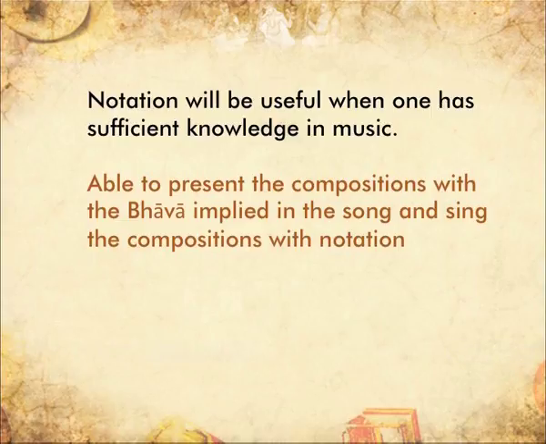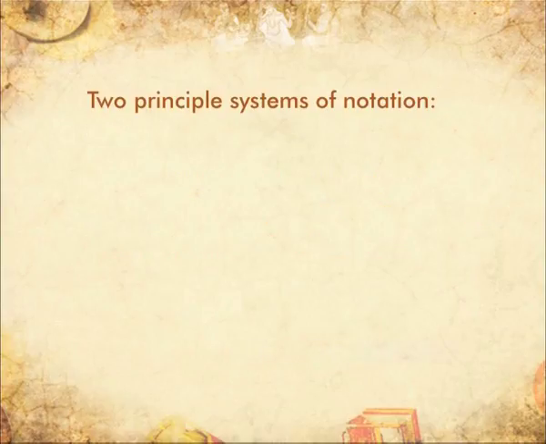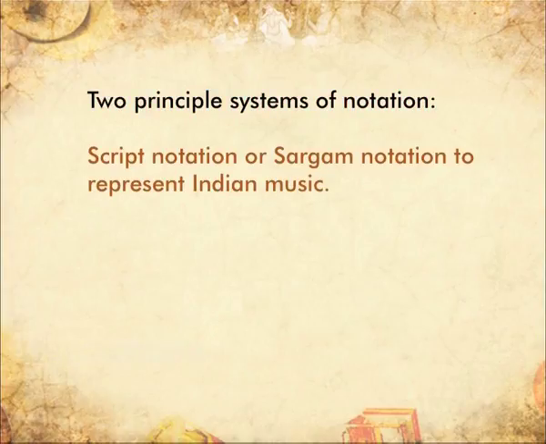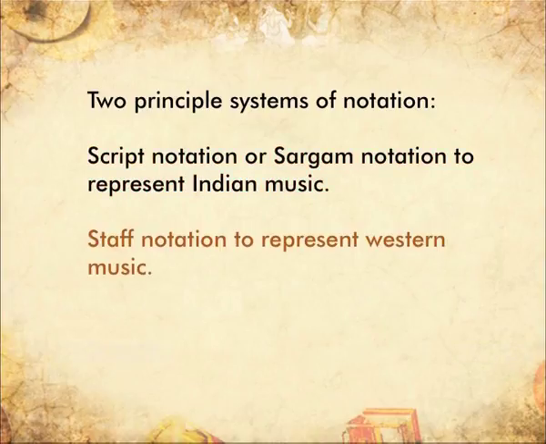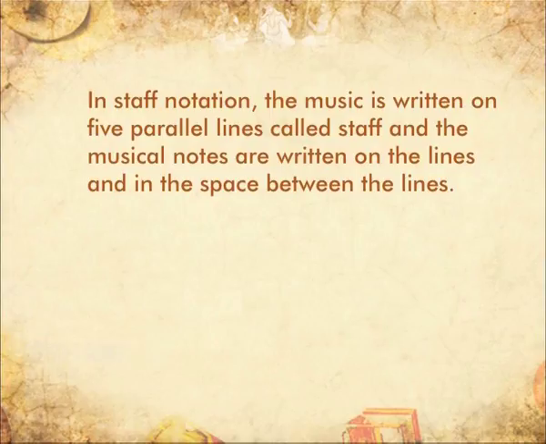There are two principal systems of notation: script notation or sargam notation, which is used to represent Indian music; and staff notation, which is used to represent Western music. In staff notation, the music is written on 5 parallel lines called the staff, and the musical notes are written on the lines and in the spaces between the lines.